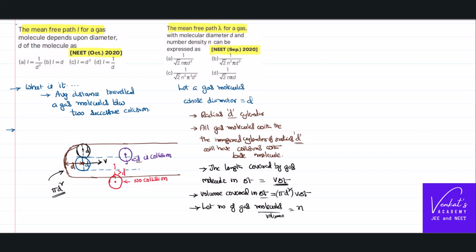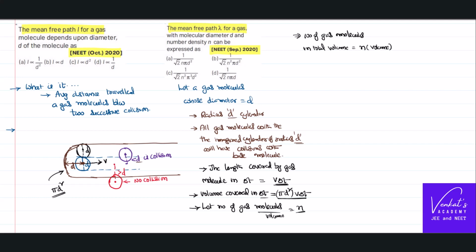Then per unit volume, that is n, then I can find out the molecules in total volume. That implies the number of gas molecules in total volume is the number of gas molecules per unit volume multiplied by the volume. But we have already written what the volume is, right? So it is n multiplied by the volume of that cylindrical part.